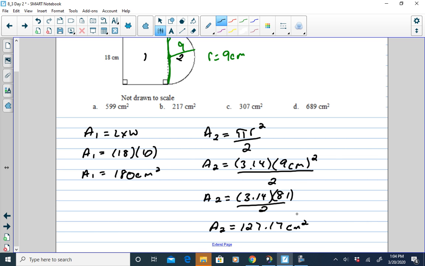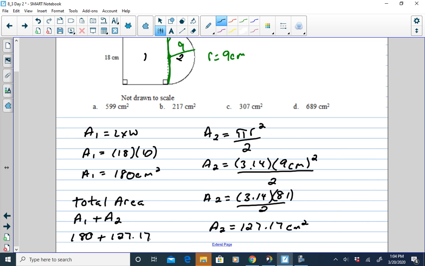Now the total area is going to be the sum of area 1 and area 2. So the total area is going to be equal to area 1 plus area 2. So that's going to be 180 plus 127.17.